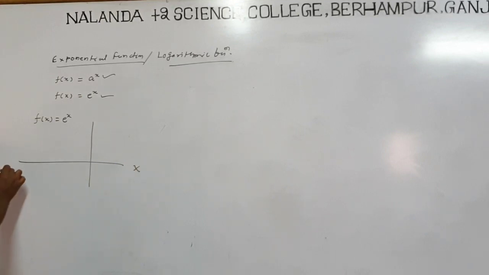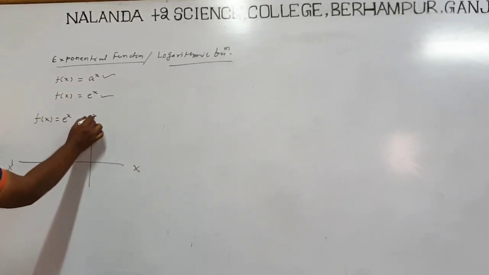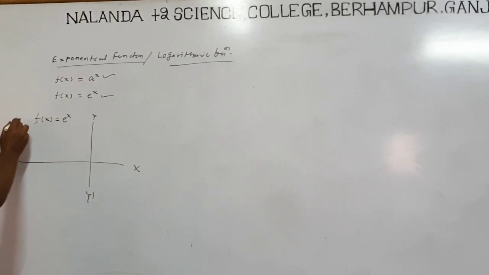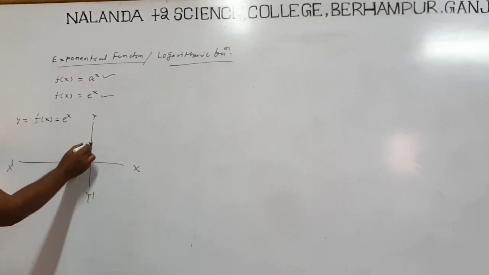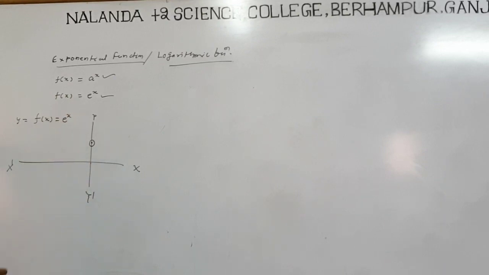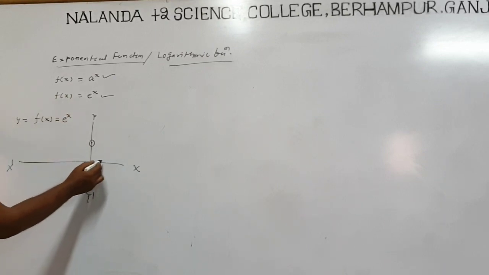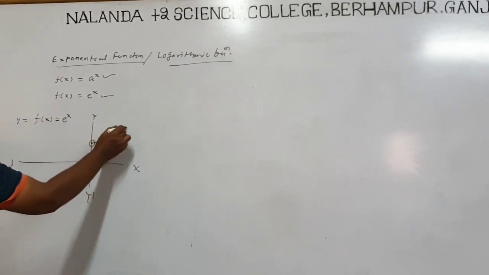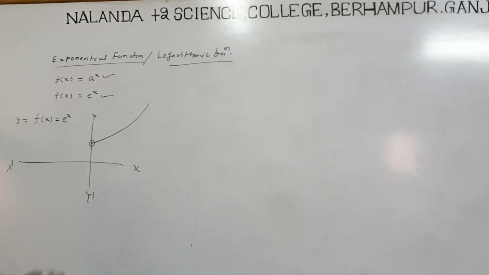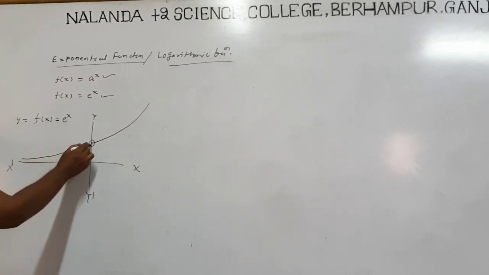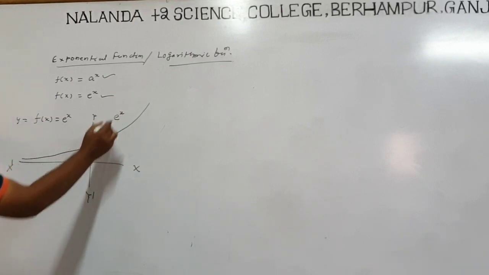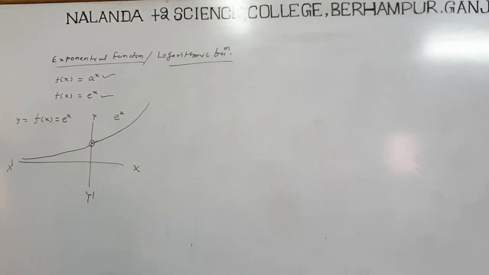X dash, y dash. When x equals 0, this is y. When x equals 0, y equals 1, since e to the power 0 equals 1. Okay. When x equals 1, it is e. When x equals 2, e square. When x is less than 0, it is 1 by this. Now this is the curve of e to the power x.